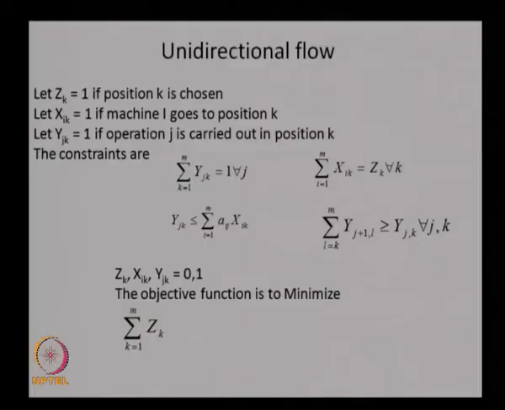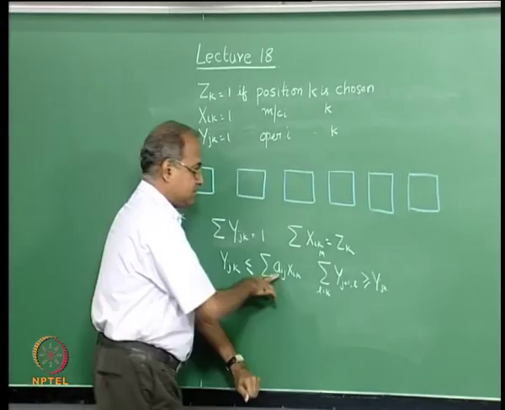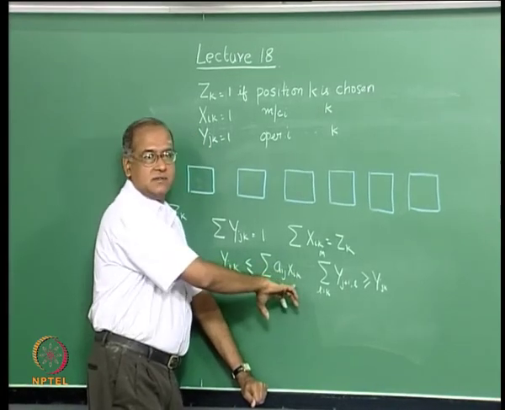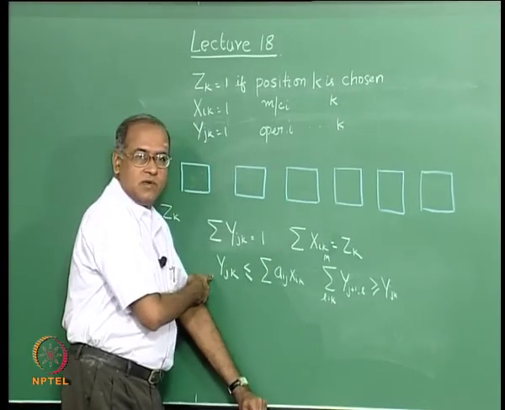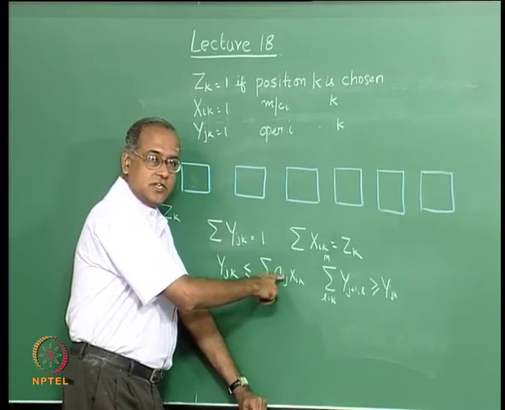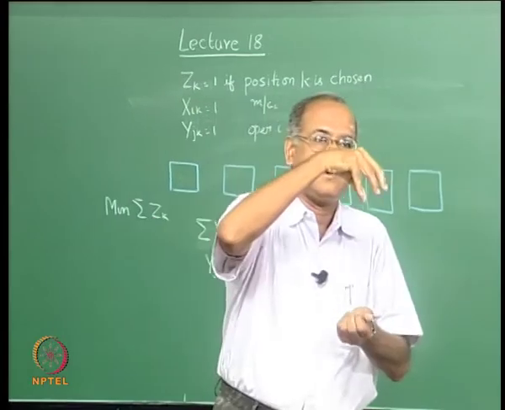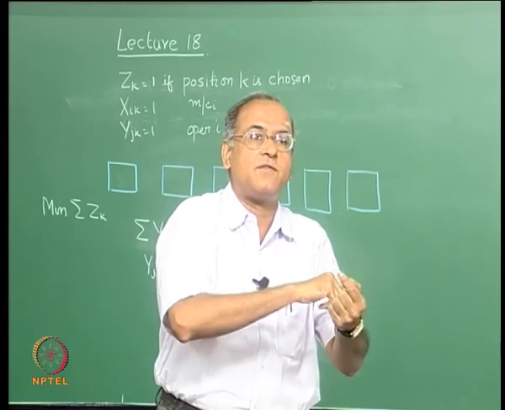So, that means you will look at operation 1, what are the machines that can do it: 1, 3, 4 and 6. So, this is that Aij. So, this will mean 1 into x11, 1 into x13, 1 into x14. So, one of them it will have to do, and this is anyway binary, so there is no problem, the summation is all right. So, this will make sure that when an operation is chosen and put in a particular position, the position has a machine which is capable of doing that operation.